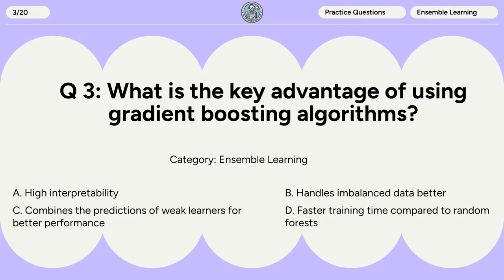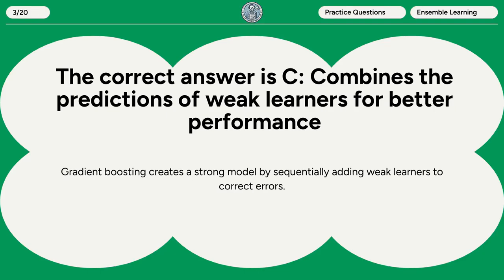Question 3. What is the key advantage of using gradient boosting algorithms? A. High interpretability. B. Handles imbalanced data better. C. Combines the predictions of weak learners for better performance. D. Faster training time compared to random forests. The correct answer is C. Combines the predictions of weak learners for better performance. Gradient boosting creates a strong model by sequentially adding weak learners to correct errors.